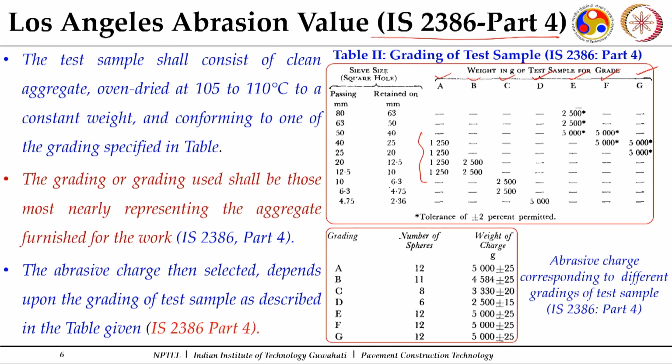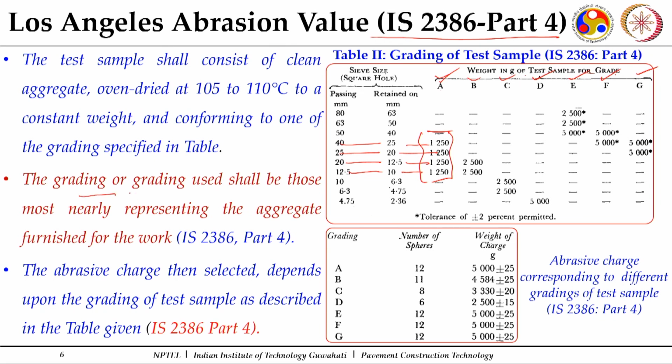Grading A, this is weight in gram of test sample for grade. So, if a grade A is to be selected, it says that between 40 to 25 mm you have to take 1250 grams of aggregate. From 25 to 20 you have to take 1250, 20 to 12.5 again 1250, 12.5 to 10 again 1250. So, this gives you 5 kg of material if your material falls under this particular grade for testing. Similarly, for B, C, different quantities are given.